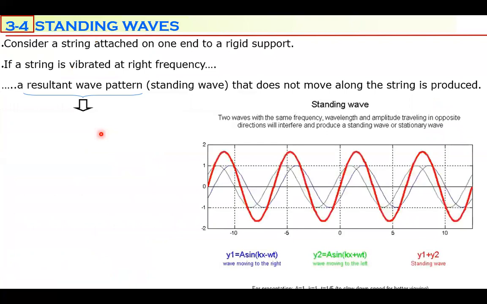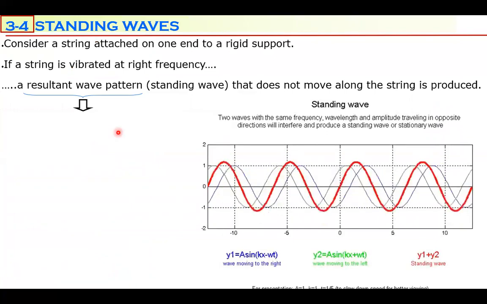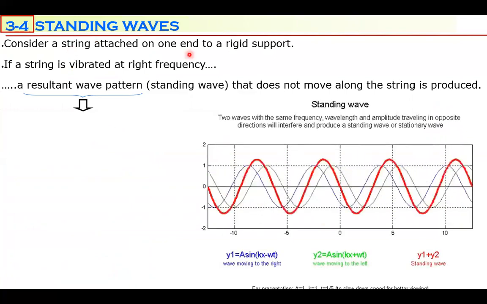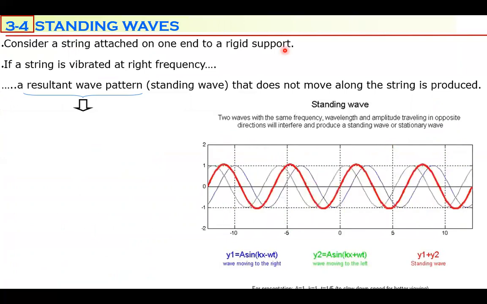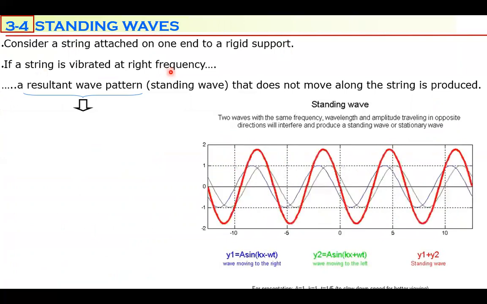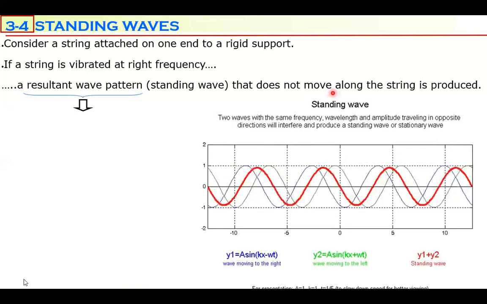And the last section is standing waves. Consider one end of the support. So we fixed both ends of the rope. If the string is vibrating at the right frequency, the resulting wave pattern, which is called a standing wave, is produced, with nodes along the string. This is a node.